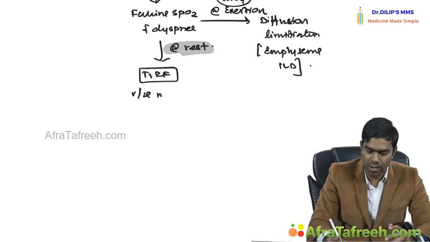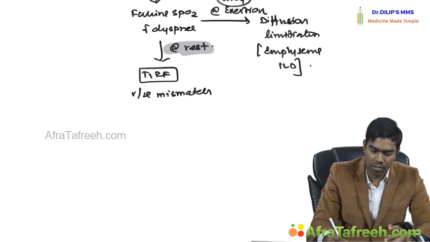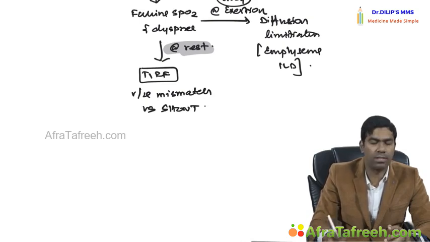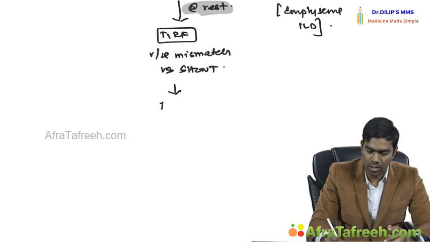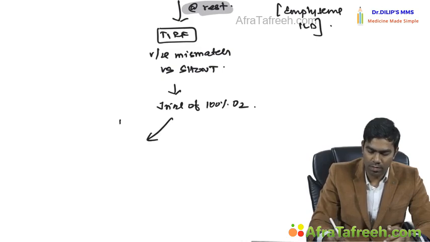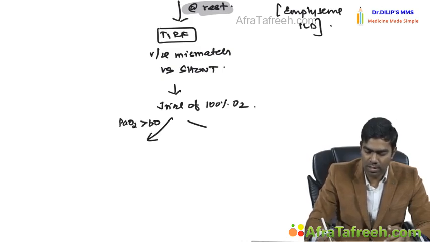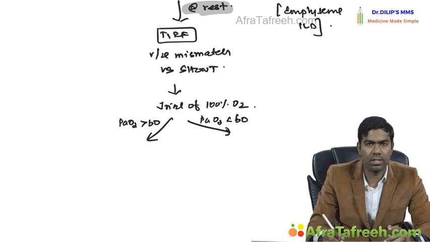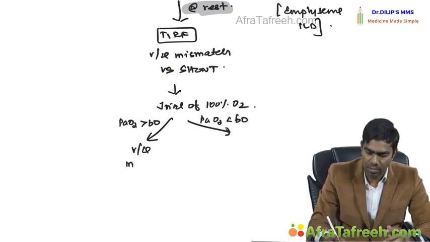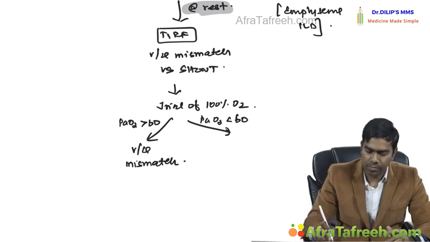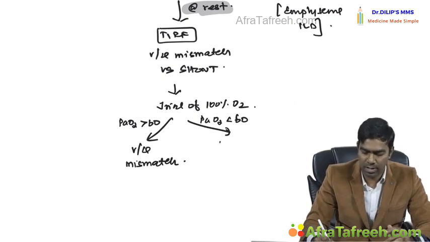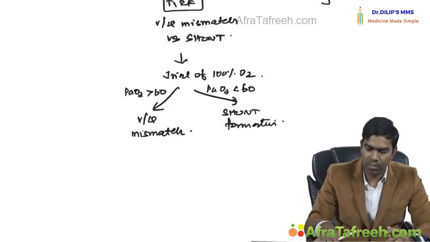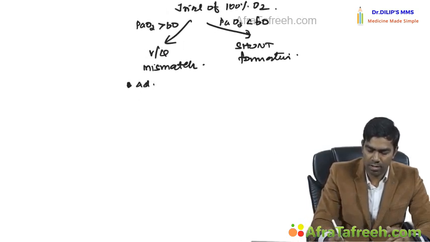Now the question is between VQ mismatch versus a shunt formation. How are you going to tell whether it's a VQ mismatch or a shunt formation? You have to go for a trial of 100% oxygen. Already I told you. If the PaO2 now becomes more than 60, or the PaO2 still remains less than 60. If the PaO2 now becomes more than 60, definitely it's a VQ mismatch. And if PaO2 is still less than 60, it definitely indicates a shunt formation. If it's a VQ mismatch, please address the cause. That's very important.